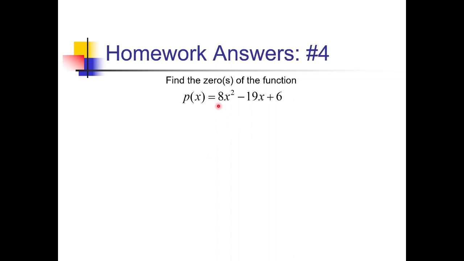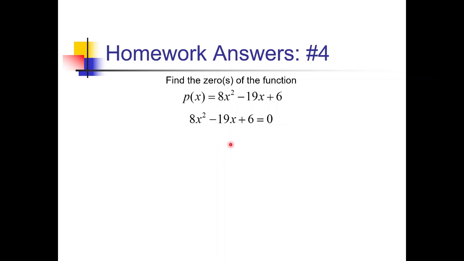If we're trying to find the 0 of this function, we're going to start by first setting this thing equal to 0. There we go. Now we just have to solve it for x. Well, this is not an a value of 1, so if I'm going to try to solve this by factoring, I'm going to have to be a little more clever than just figuring out things that multiply to 6 and add up to negative 19.